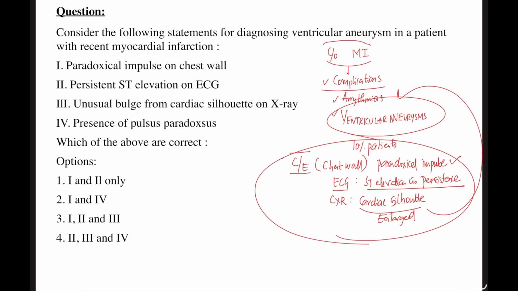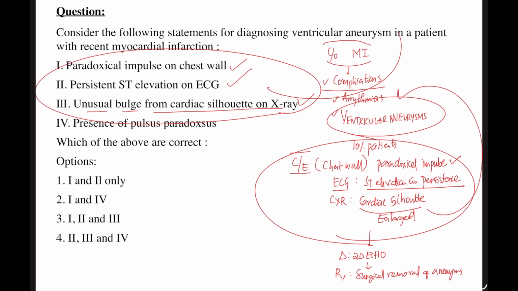Okay, but actually these are the doubtful things. So when there is a doubt for diagnosis, we go for 2D echo. If 2D echo confirms ventricular aneurysm, the prognosis is poor. Sometimes we can go for surgical removal also, but it carries very high morbidity and mortality. But it is necessary. So the treatment is surgical removal of the aneurysm. But this surgery carries a very bad prognosis, right? That's it. So paradoxical impulse on chest wall, persistent ST elevation on ECG, and unusual bulge from the cardiac silhouette on chest X-ray are the three features which will help you in diagnosing ventricular aneurysm in a patient with recent MI.